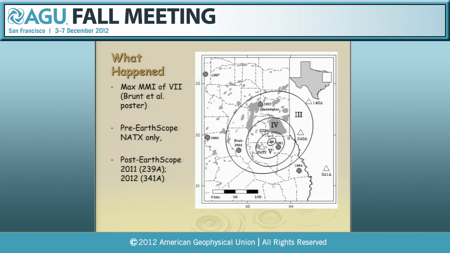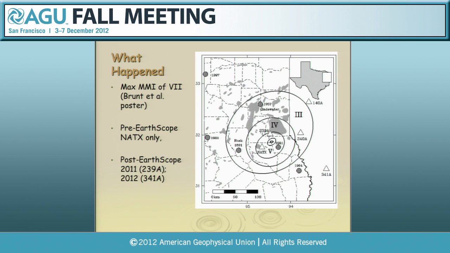Upon completing the surveys and putting it all together, we discovered that the largest modified Mercalli intensity readings were about 7. That was displayed on Mr. Brunt's poster this morning.